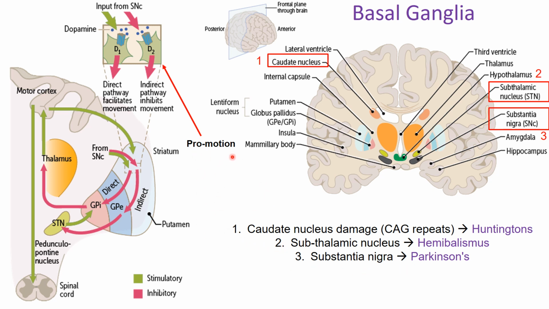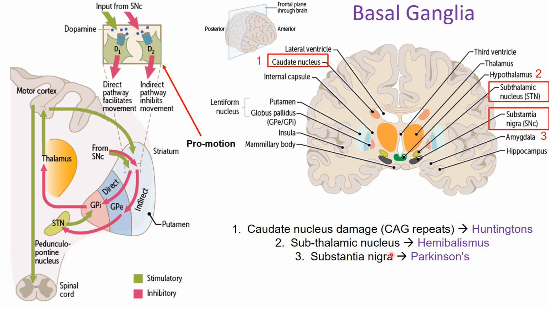Other clinical correlations that I want to point out is that the caudate nucleus, remember those CAG repeats with Huntington's disease, that can cause inhibition of movement as well, because again, we said the caudate nucleus is sending excitatory fibers to the putamen for pro-motion capabilities.